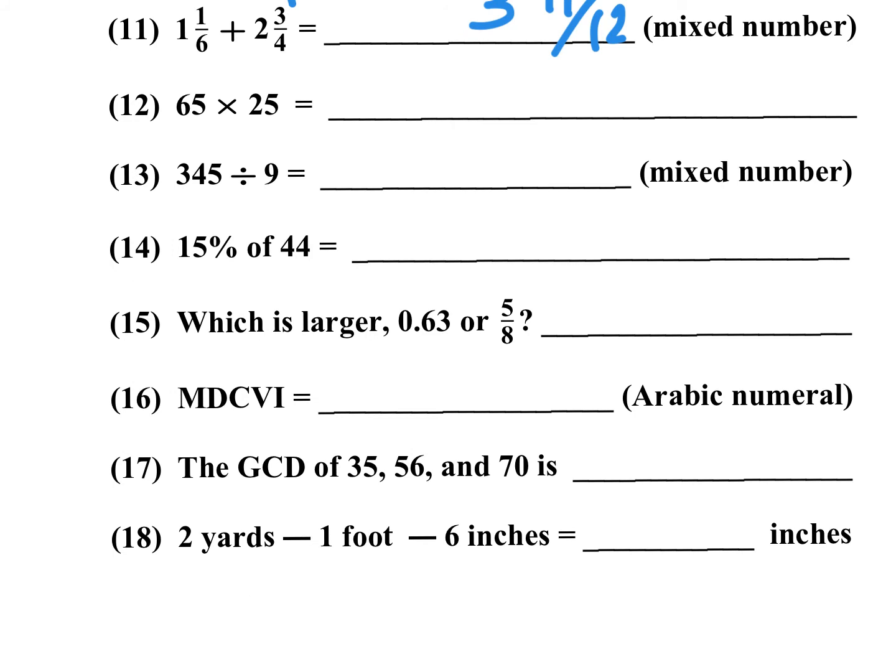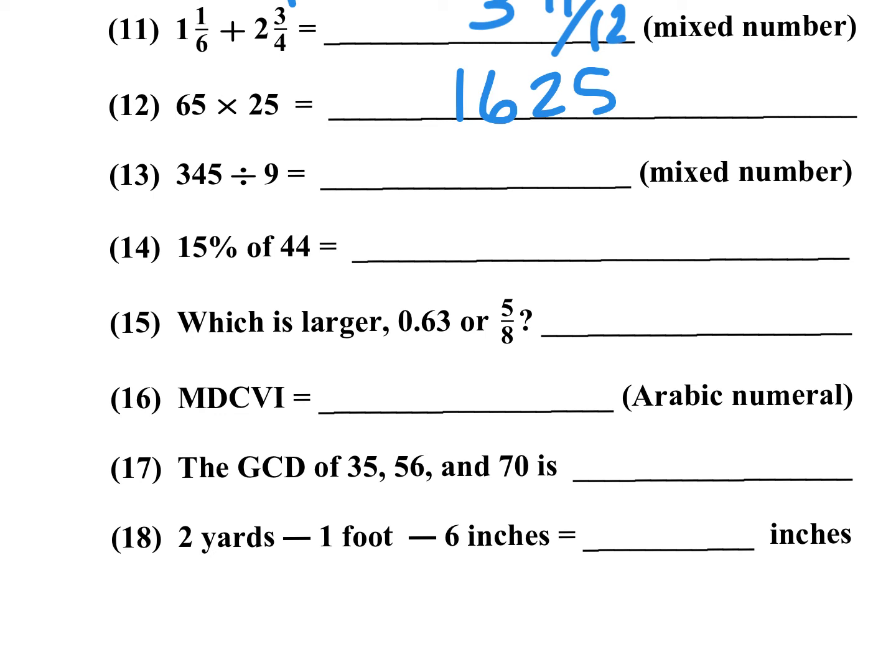Number 12, 65 times 25. Well, 25 is 100 over 4. So if I take 1/4 of 65, I know that 4 goes into 6 once, 4 goes into 25 six times, and I have remainder 1. So 1 over 4 is 25. So all you do is divide by 4. And if your remainder 1 is 25, remainder 2 is 50, remainder 3 is 75.